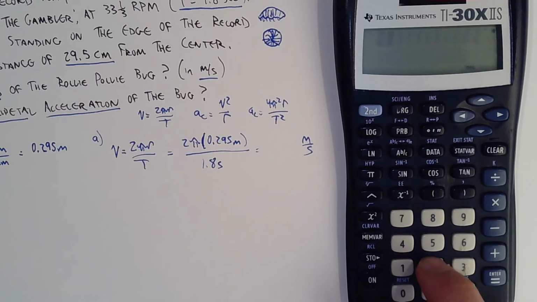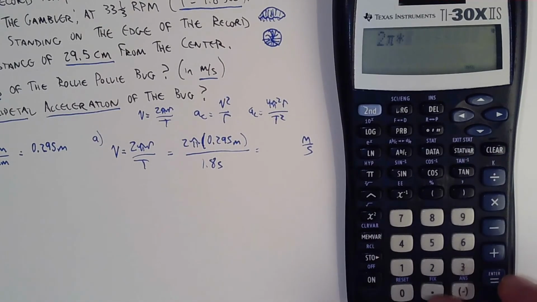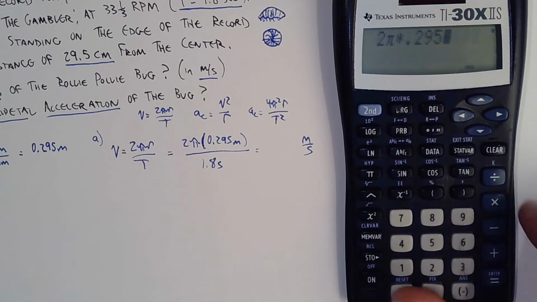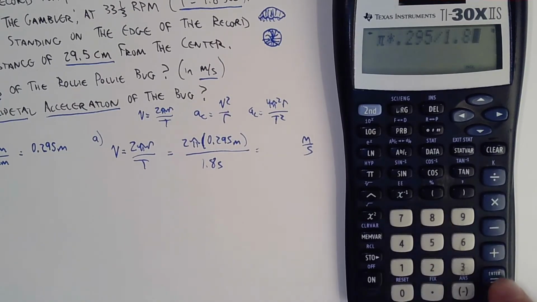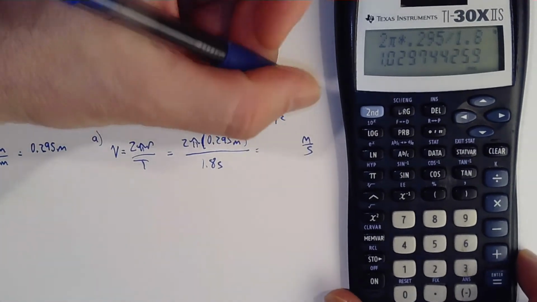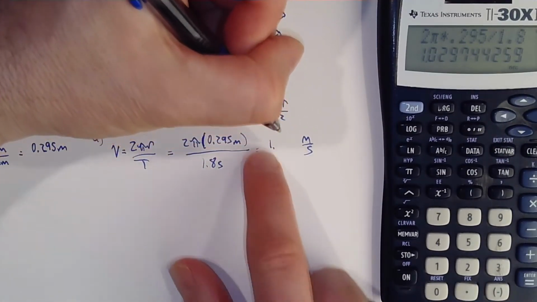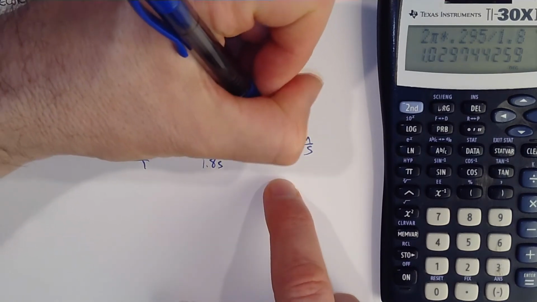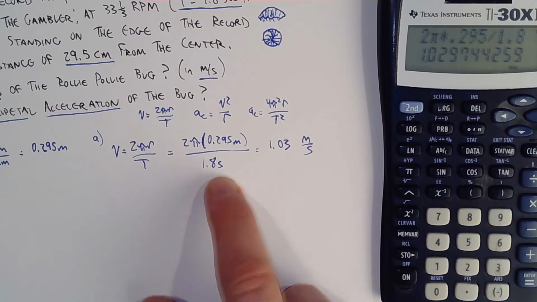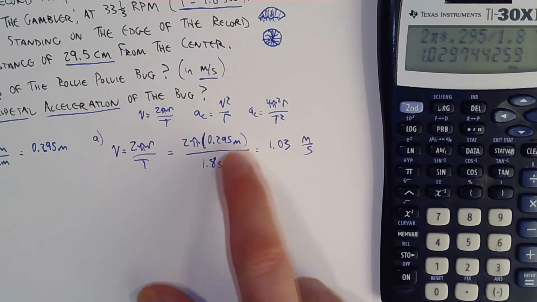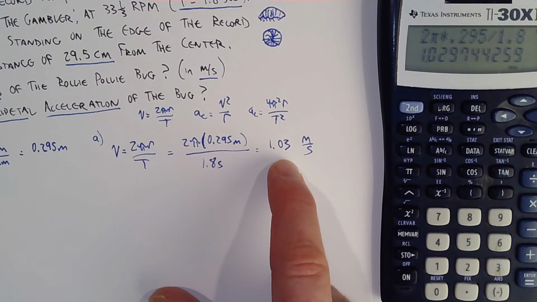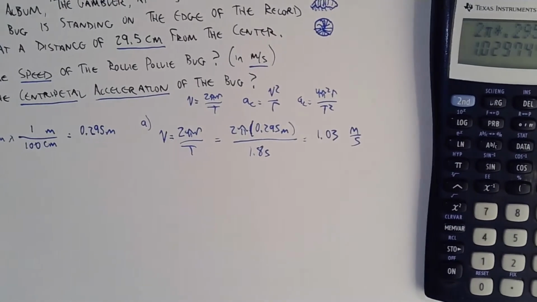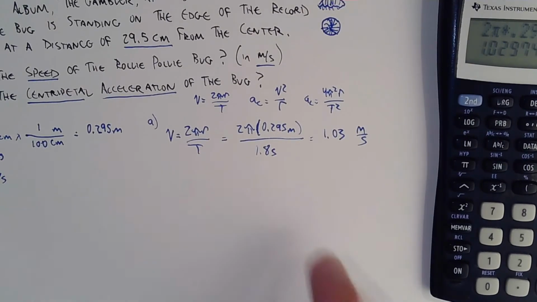All right. So 2 pi times 0.295 divided by 1.8 gets us that. So, let's just say 1.03. Technically with this, if it's 2 sig digs on the top, 3 sig digs on the top, 2 sig digs on the bottom, I should round to 1.0, not 1.03, but for the sake of this video, we'll leave it as 1.03. I'll just make that a little more precise next time.